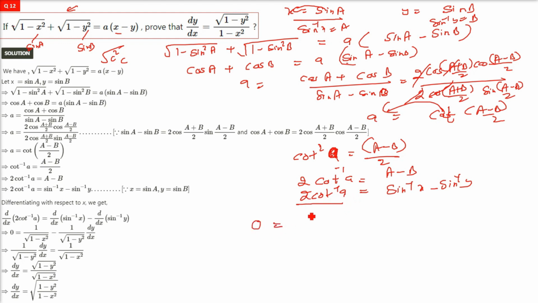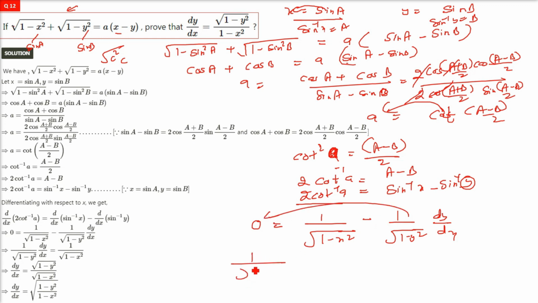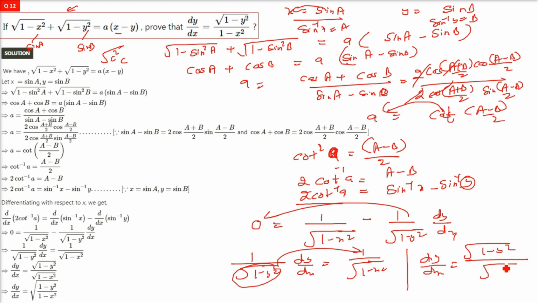Because 2 is constant, cot inverse a is constant, its differentiation will be 0. Sin inverse x differentiation is 1 by under root 1 minus x square. Minus is already there. Sin inverse y is 1 by under root 1 minus y square. Since this is y, you have to introduce dy by dx also. Now take this on the left hand side. So you have 1 by under root 1 minus y square dy by dx is equal to 1 by under root 1 minus x square. You can just give them the proper place. So dy by dx will be equal to under root 1 minus y square by under root 1 minus x square. Okay.